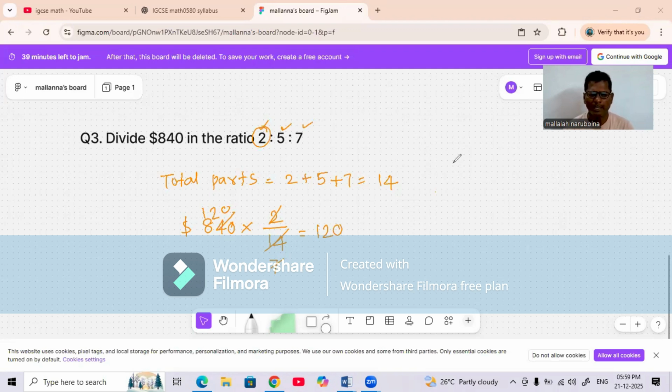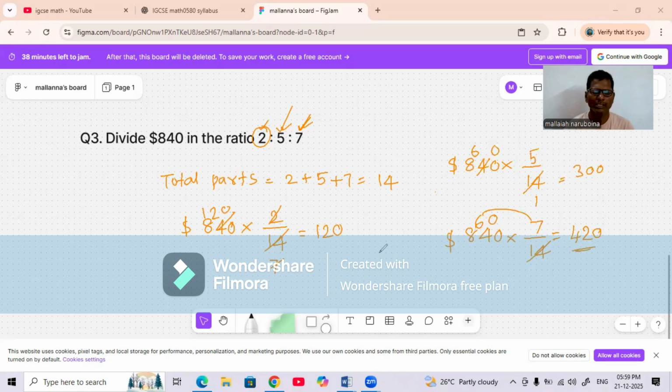Next, the second part. Again write $840 over the total parts, 14. Now the second part will be 5 parts, so write 5 here. 14 times 6 is 84, 6 fives are 30, so 300 is the second part. Again write $840 over 14 in the denominator. Then the third part is 7, so write 7 here. 6 sevens are 42, so 420. In this way we can find parts of a ratio.